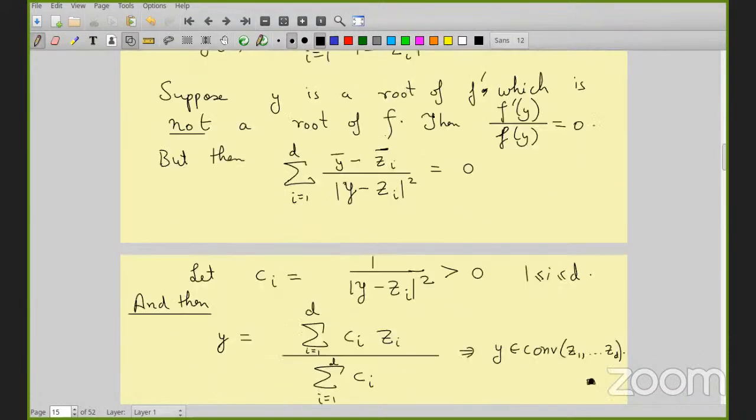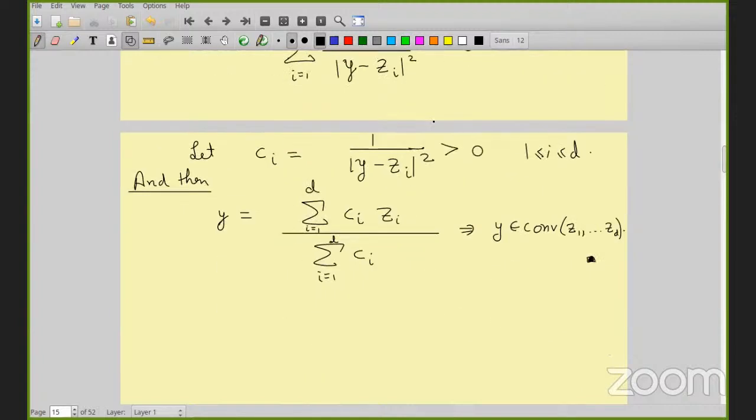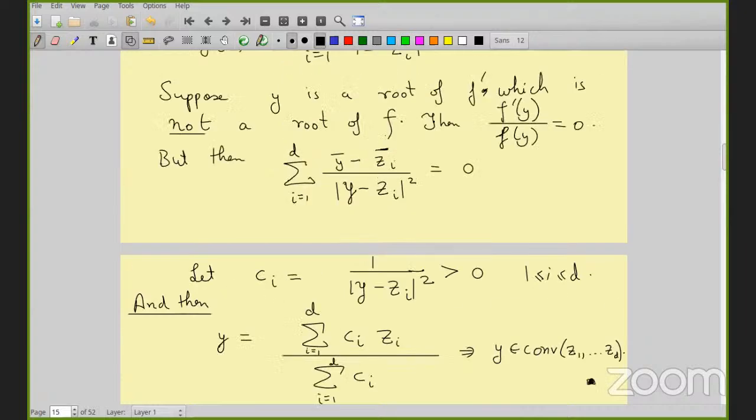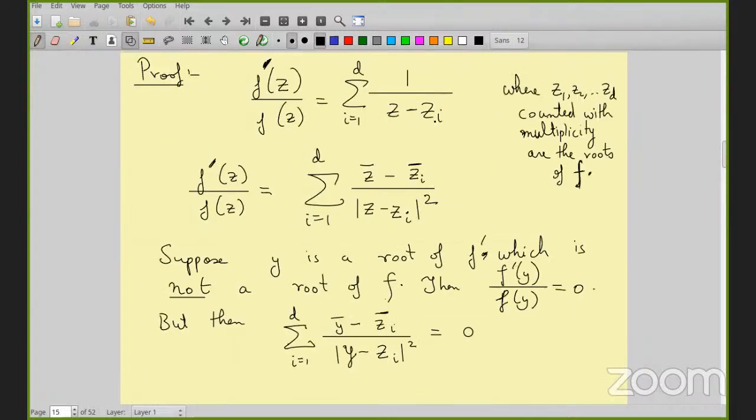I have a question, just for curiosity. Is this true for any complete field, if you take any polynomial over a complete field? There is this notion of conjugation involved. What does convex combination even mean in an arbitrary field? Maybe it's open, it's well defined.